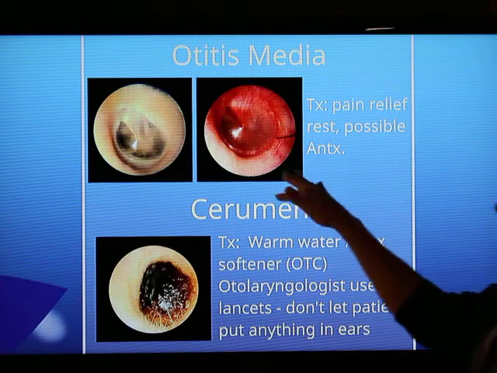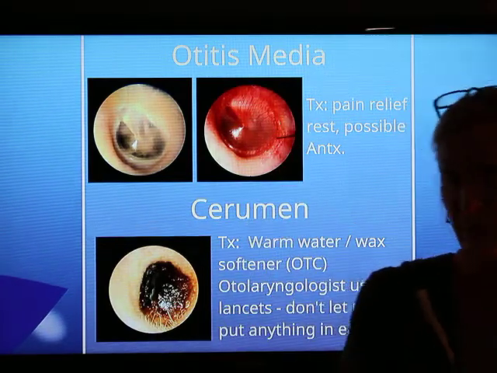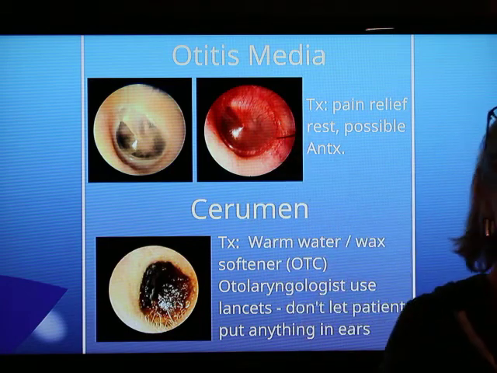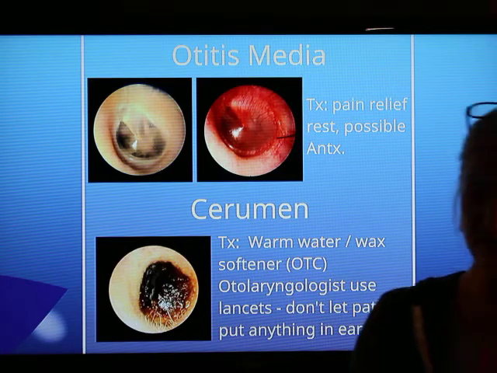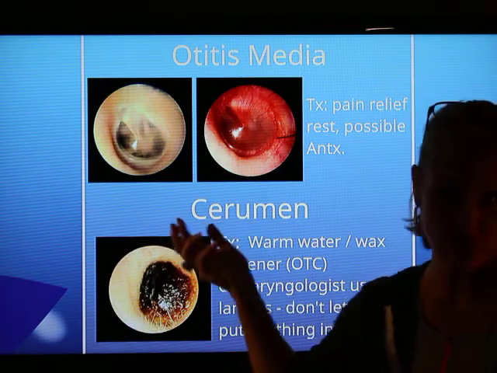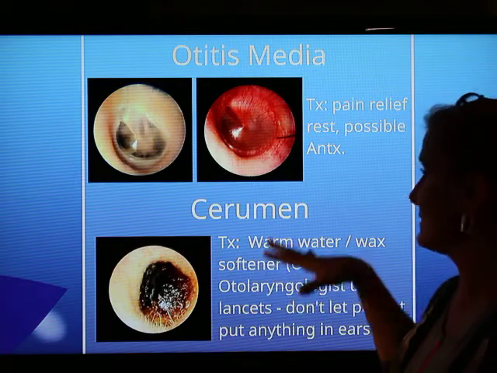So here's the deal. It hurts 1,000 times worse in an adult. It does occur in adults, adult onset otitis media. So you absolutely have to treat pain because it is super painful.